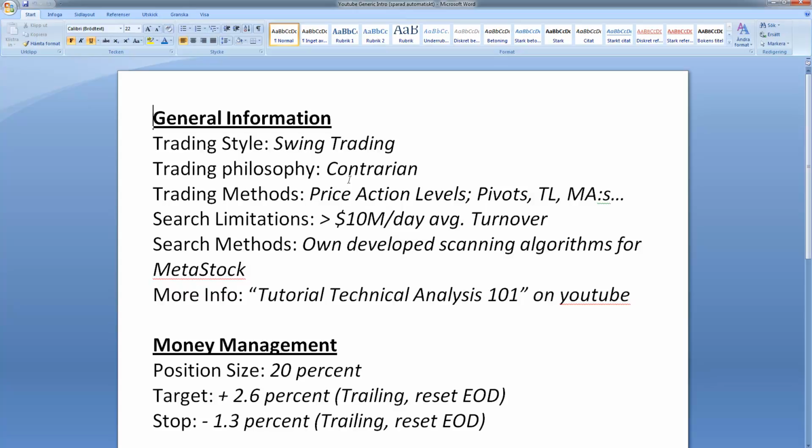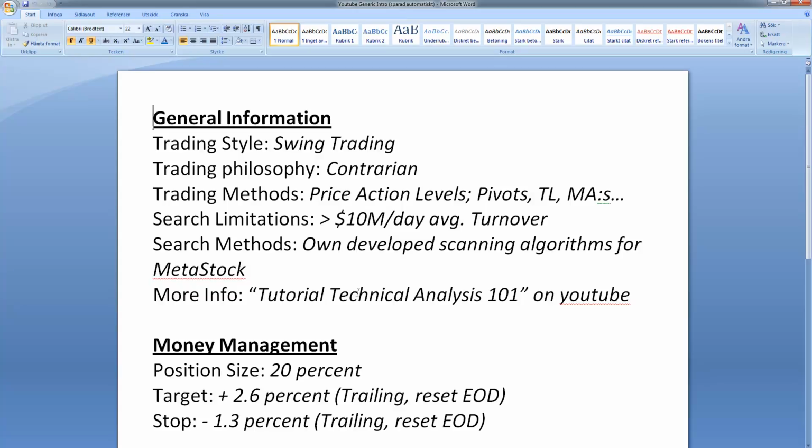I'm only looking at stocks that have average daily turnover with more than $10 million or equivalent in euro or pound sterling. I find my setups from my own developed scanning algorithm. I built them in the Metastock platform. If you want to know more about price action levels and their philosophy and the psychology behind it, please look at my tutorial video on YouTube on this channel.